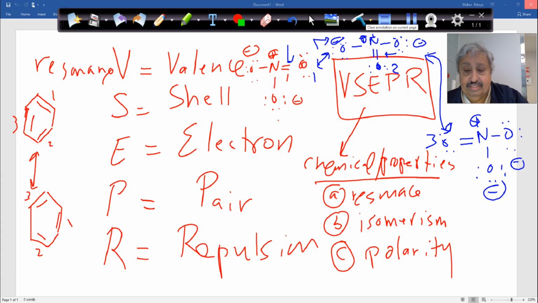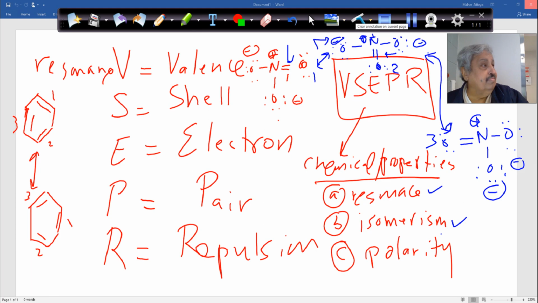That's what it means. That's first resonance. VSEPR will give you information about this. Then isomerism, I'll give you an example here. The arrangement of the atoms is totally different, but we have the same number of atoms, correct? Can I take this one here out?